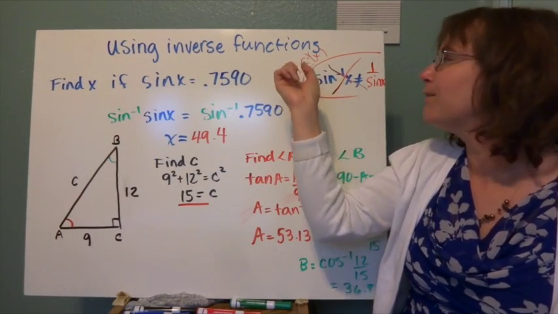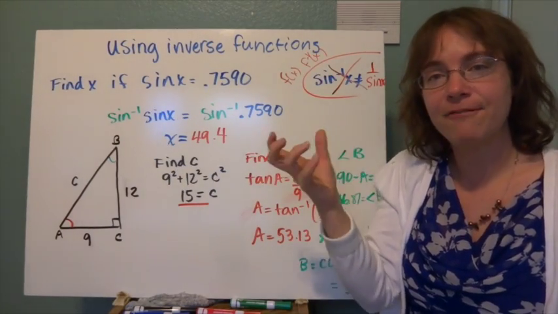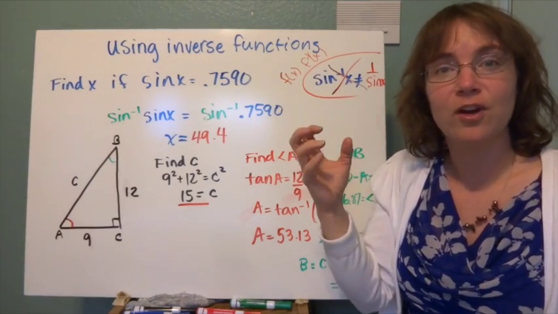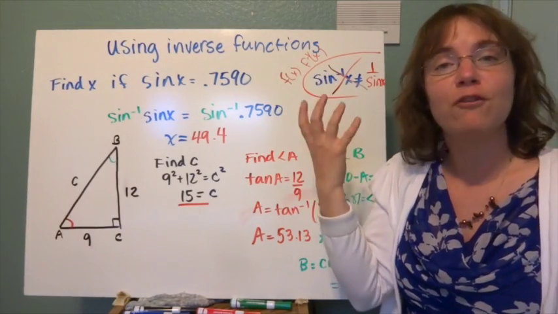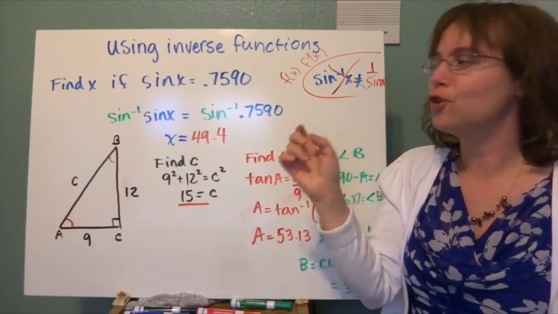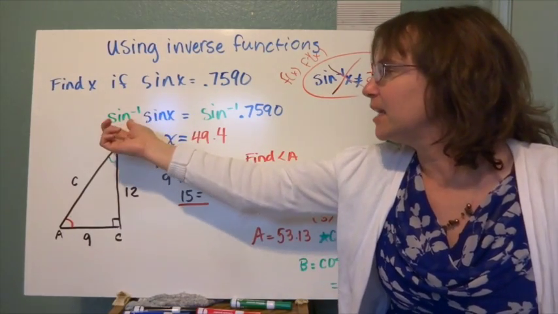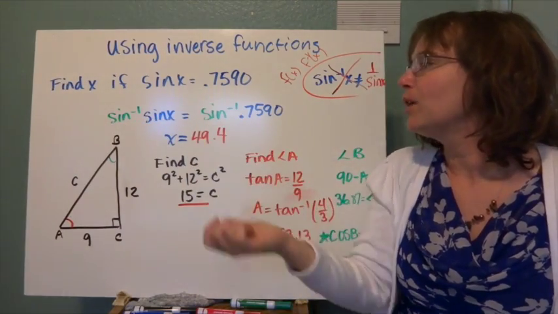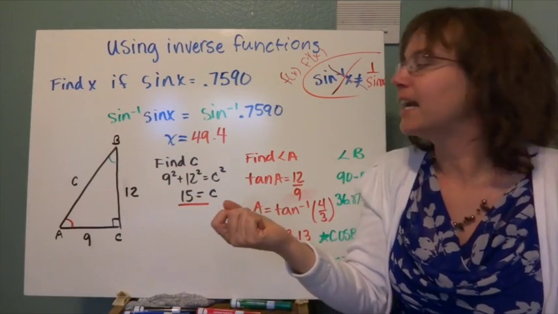So it's just like when we found the inverse of the functions and we had that f of x and f to the negative 1 of x. That doesn't mean 1 over f of x, it's just the inverse of it. So that's the same thing here. This doesn't mean 1 over sine x, it just undoes the sine function.